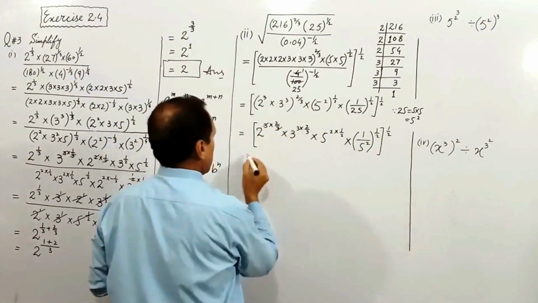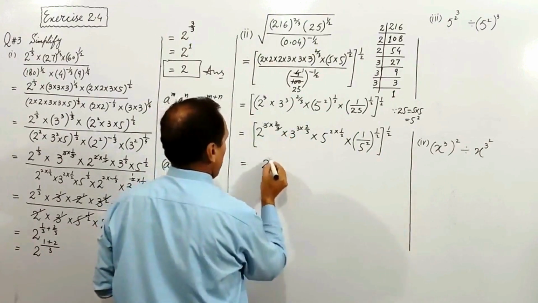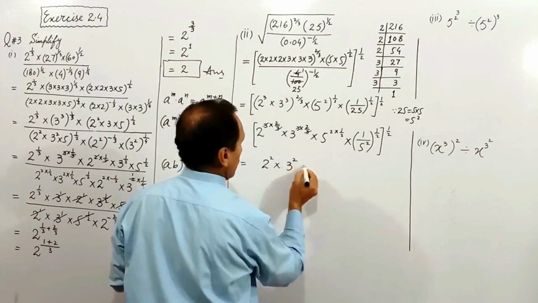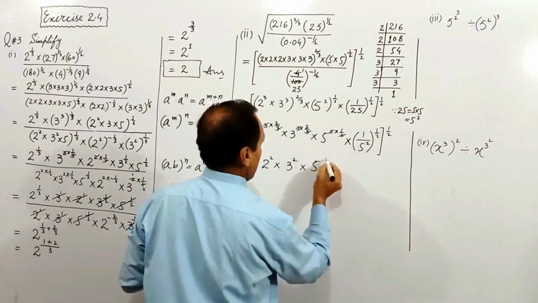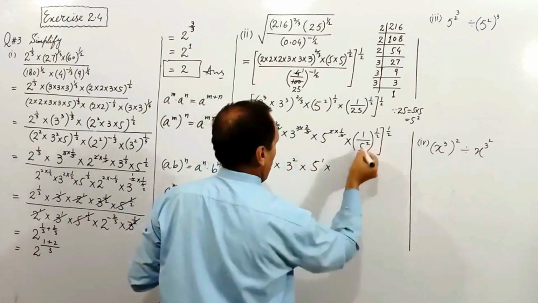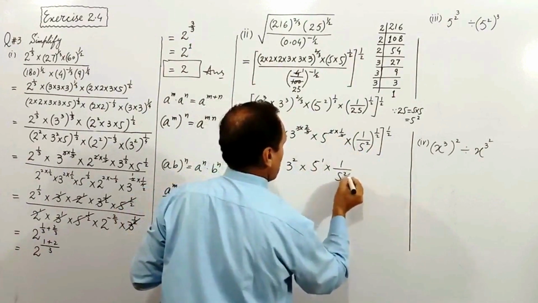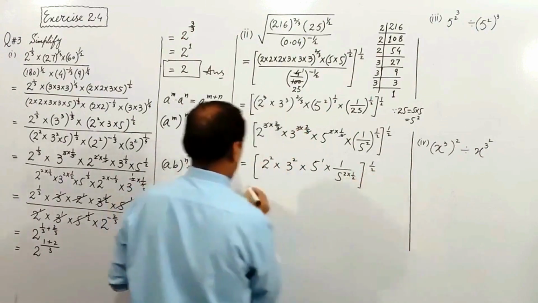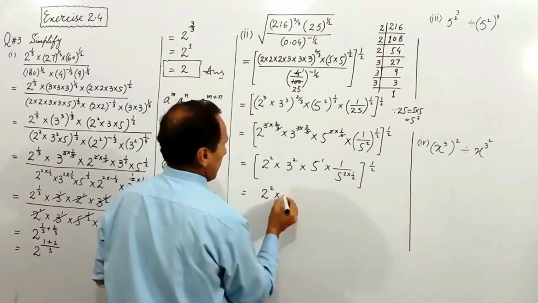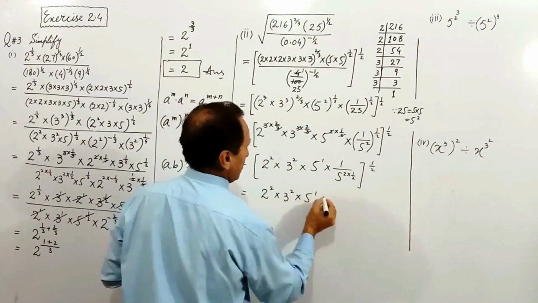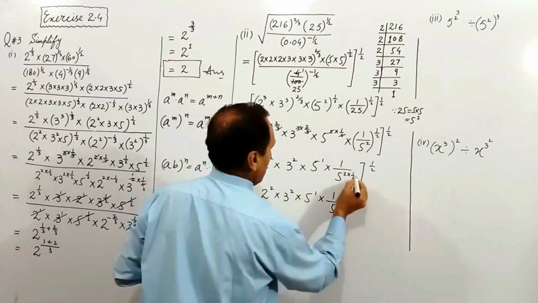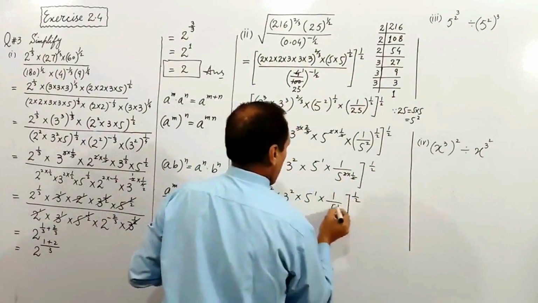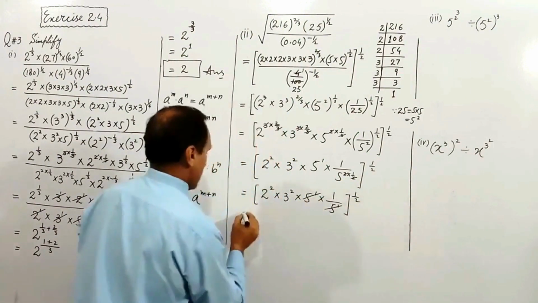So 3 is cancelled by 3. We have 2 raised to power 2. 3 is cancelled by 3, so we have 3 raised to power 2. 2 is cancelled by 2, 5 raised to power 1. We apply law of power over here, 5 raised to power 2 multiply 1 over 2 whole power 1 by 2. 2 raised to power 2 multiply 3 raised to power 2, 5 raised to power 1 multiply 1 over 5 raised to power 1. 2 is cancelled by 2. 5 is cancelled by 5 because they are reciprocal of each other.